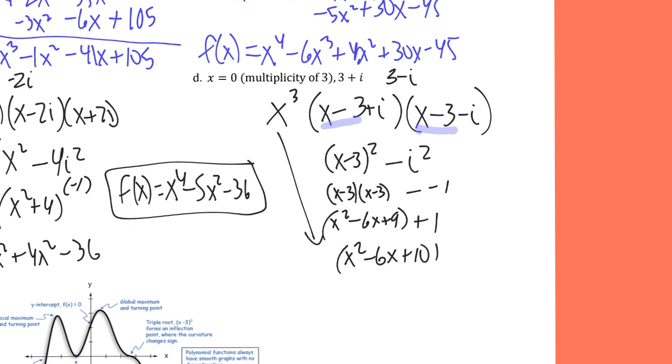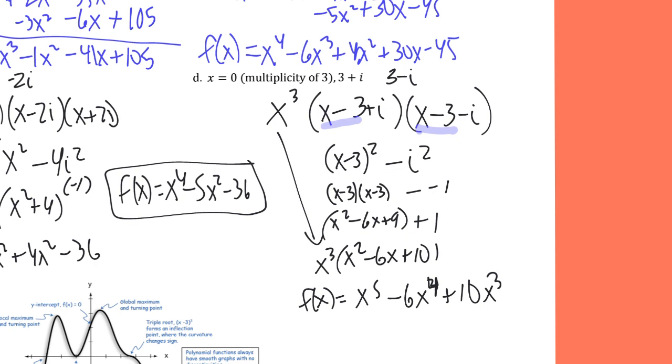And then we've got to bring down the x cubed and distribute it. So you get x to the fifth minus 6x cubed plus 10x. I botched something. This would be to the fourth. That'd be the third. And so this is our function. Okay, so it's kind of cute.